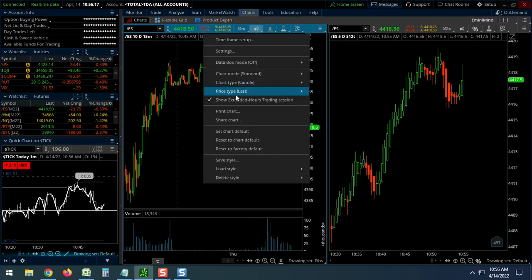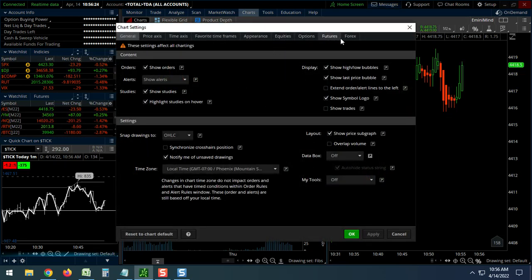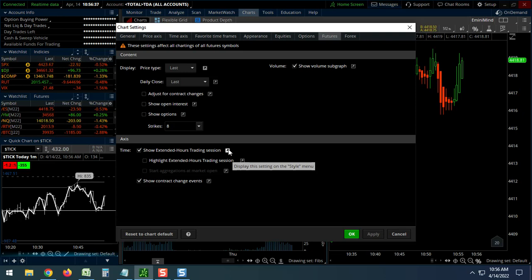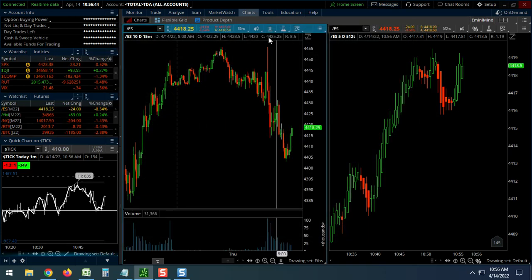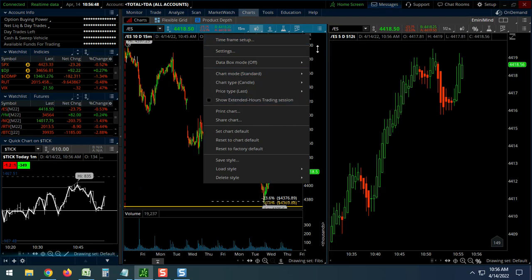So to add that little shortcut here, just go up to your settings under the Studies tab, and then go over to Futures here. Any of these little boxes that you can check or uncheck, if you come down to Show Extended Trading Hours and click this little arrow within the box, that will add a shortcut to your studies menu. So then you can just toggle down, show extended, and then turn it off.